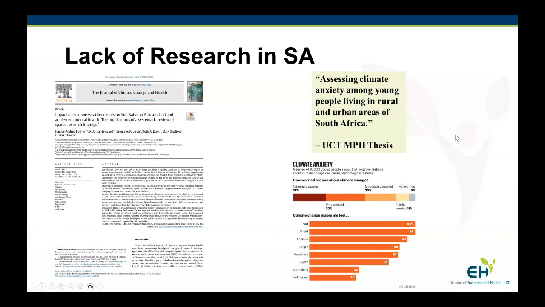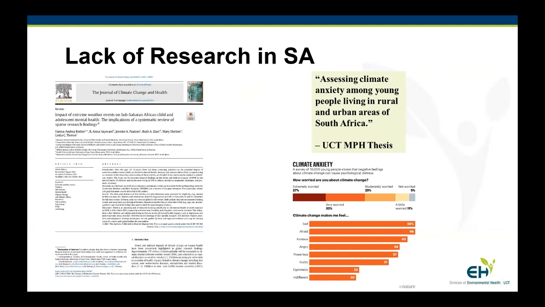One of the things I wanted to raise is the lack of research in South Africa. There is some research, quite a lot around heat, but there is a need for a lot more research in relationship to the impacts that global warming will have on children. And we conducted this systematic review. There are quite a lot of studies indicating globally that there's an impact of extreme weather events on the different aspects of children's lives and vulnerabilities.